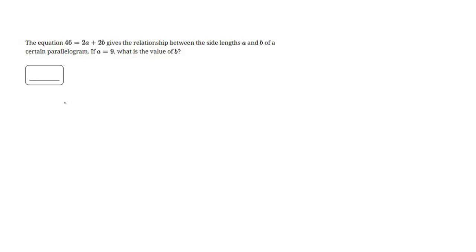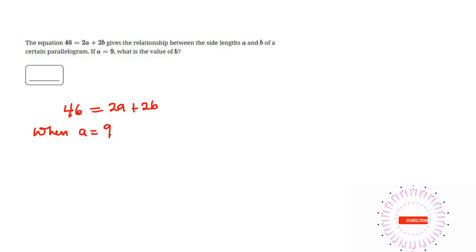So the equation is what? 46 is equal to what? 2a plus what? 2b. Now the question says if a is equal to 9, what is the value of b? So when a is equal to 9, what it implies is wherever we see a in this equation, we substitute it with 9.